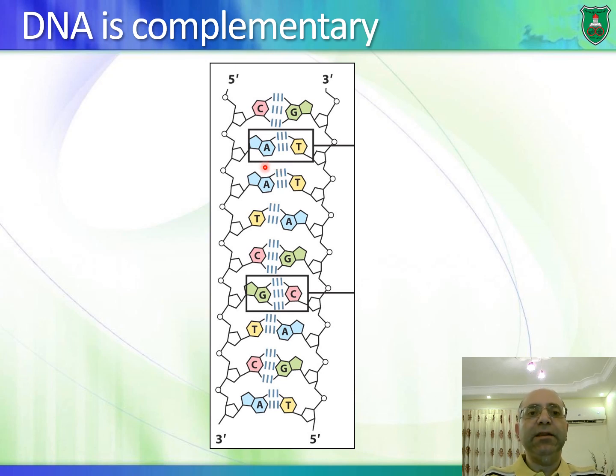So we say that the two strands of the DNA molecule are complementary to each other. They complete each other. Whenever you have a C, you have a G. Whenever you have an A, you have a T. Whenever you have a T on one strand, you have an A on the opposite strand. Whenever you have a G on one strand, you have a C on the other strand, and so on. So that's another characteristic of DNA.